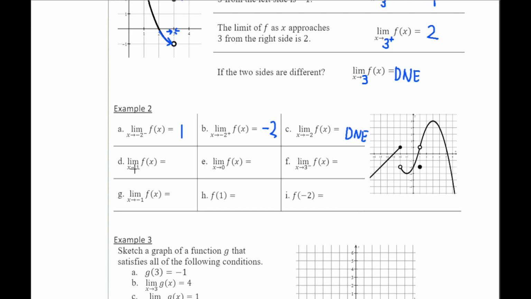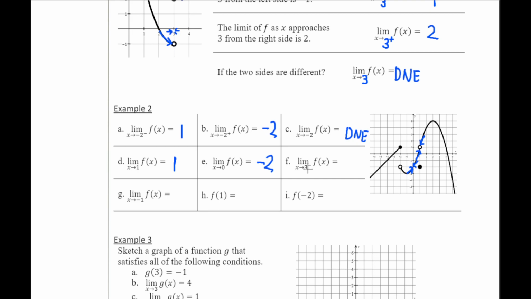Part D, limit as x approaches 1 of f of x. When we look at this limit, we have to ensure that the left and the right-hand limits are approaching the same thing. See x is 1 right here, and you can see we are approaching the same value from the left and right, a y value of 1. So the general limit as x approaches 1 is 1. Limit as x approaches 0. 0 is just this y-axis right here. You can see as we approach from the left and the right right here, we're approaching a y value of -2.